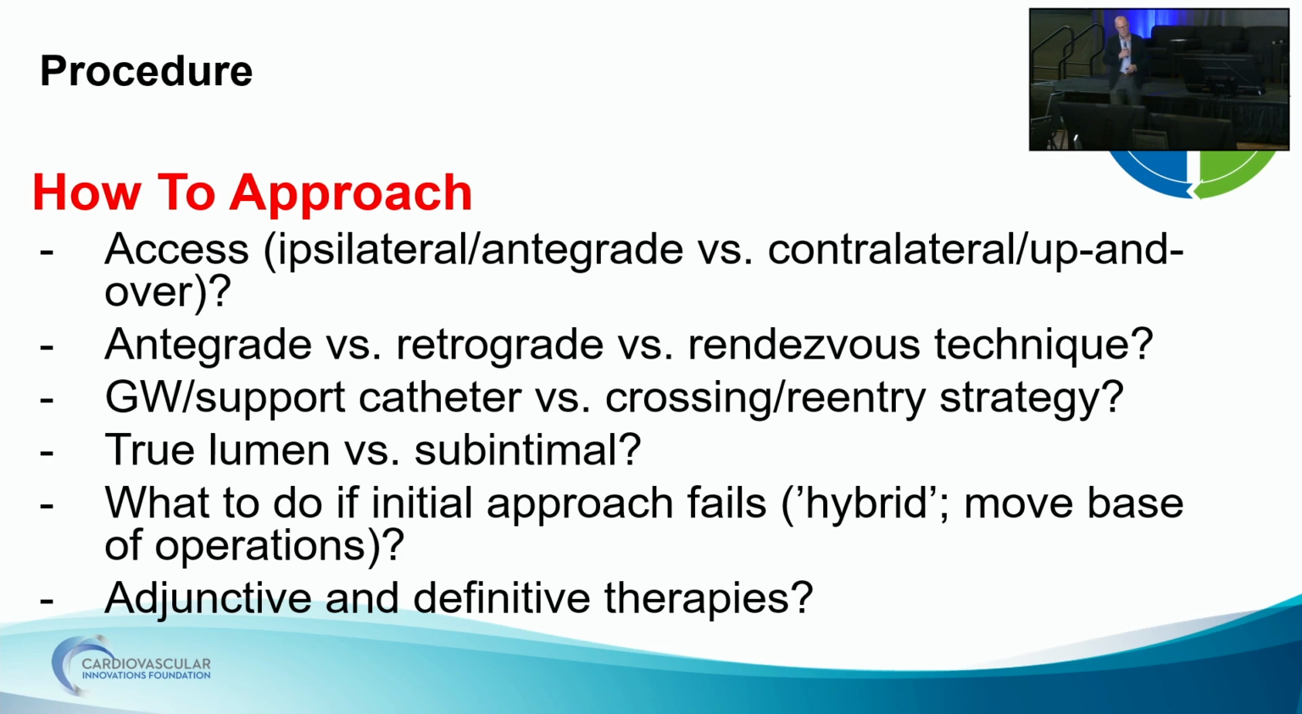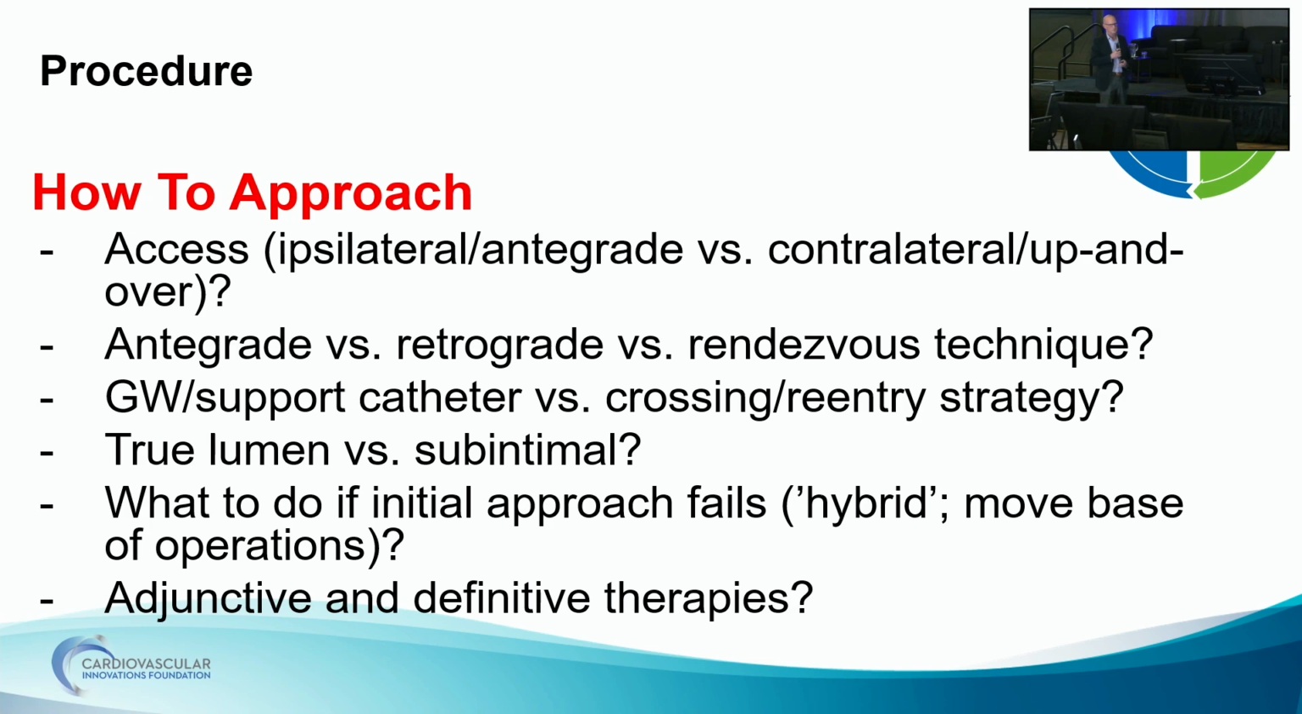All right. So I think there are a number of questions that we probably need to address at this point. What access for the intervention? Are you going to go ipsilateral, i.e. antegrade? Are you going to go contralateral or up and over? And then what about the lesion? Are you going to come from above in an antegrade fashion or below in a retrograde fashion? Are you going to decide up front that you're going to use some kind of rendezvous technique? Are you going to approach this with a guide wire and support catheter, or do you favor crossing and reentry devices? Are you going to try to stay true lumen, or do you already know from the get-go that you're going to go subintimal?